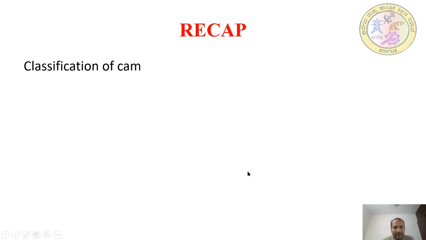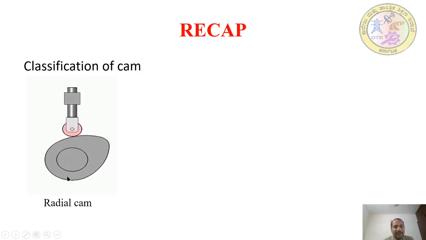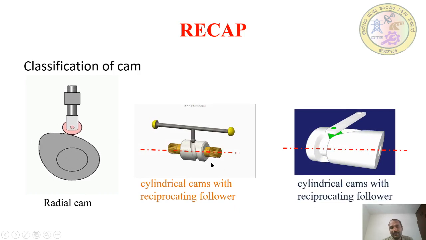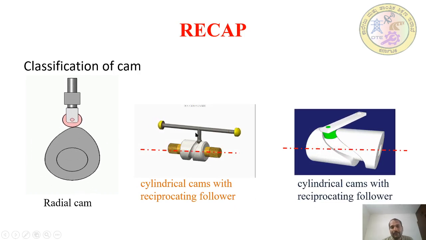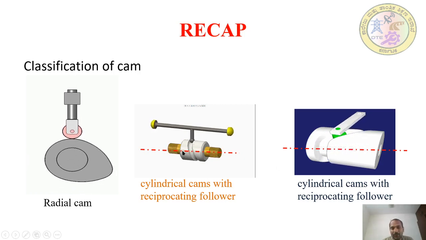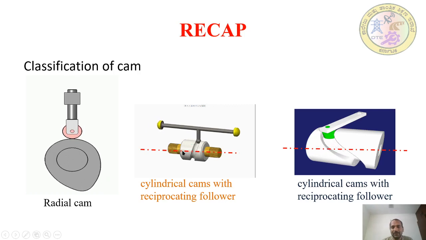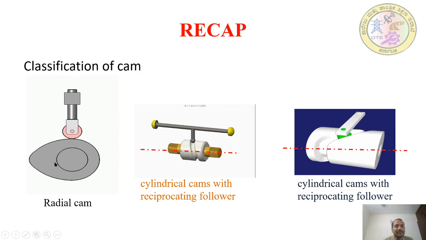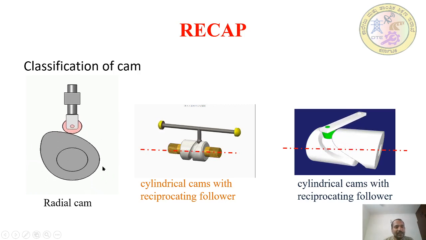Classification of CAM. We know there are two types of CAMs. First one, radial CAM. In radial CAM, the follower reciprocates or oscillates perpendicular to CAM axis. Cylindrical CAM. In case of cylindrical CAM, the follower reciprocates or oscillates parallel to CAM axis. So in this presentation, I will discuss the different terms used in radial CAMs.